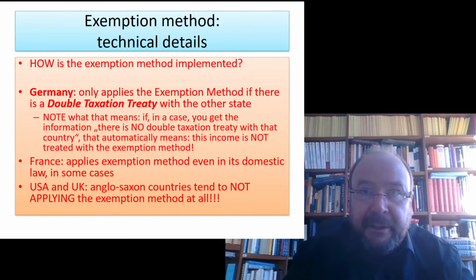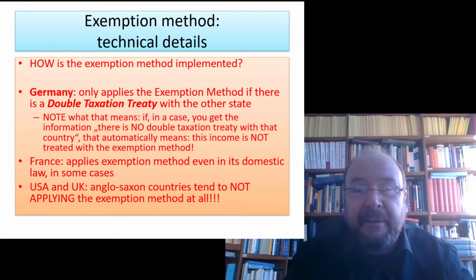That is not done in Germany. In Germany, we have a principle that the exemption method, that is the most favorite method which we know to avoid double taxation, is only granted for income from states with which we have concluded a double taxation treaty. It's a kind of special treat which we reserve for countries which agree to a double taxation treaty with us. The idea is that's our incentive.